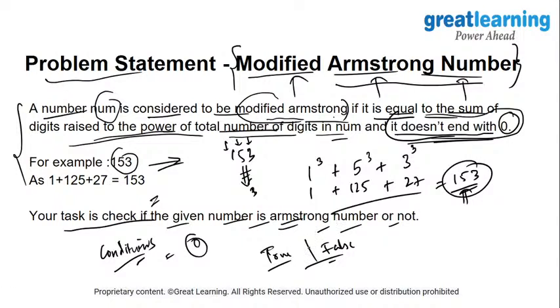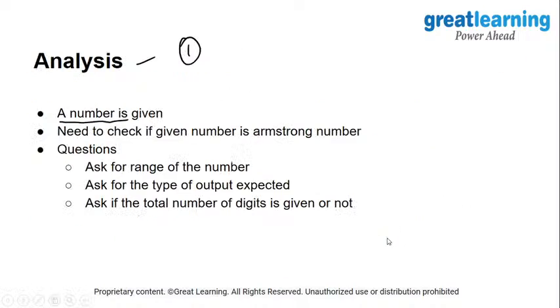Either we have to return the boolean value, that is true or false. So now this is the problem statement. Now analysis, right? A number is given to you, 153 was given to us, and we need to check if the number is Armstrong. Correct. Now, what are the questions that can be asked? Right now we are just returning true or false, right?